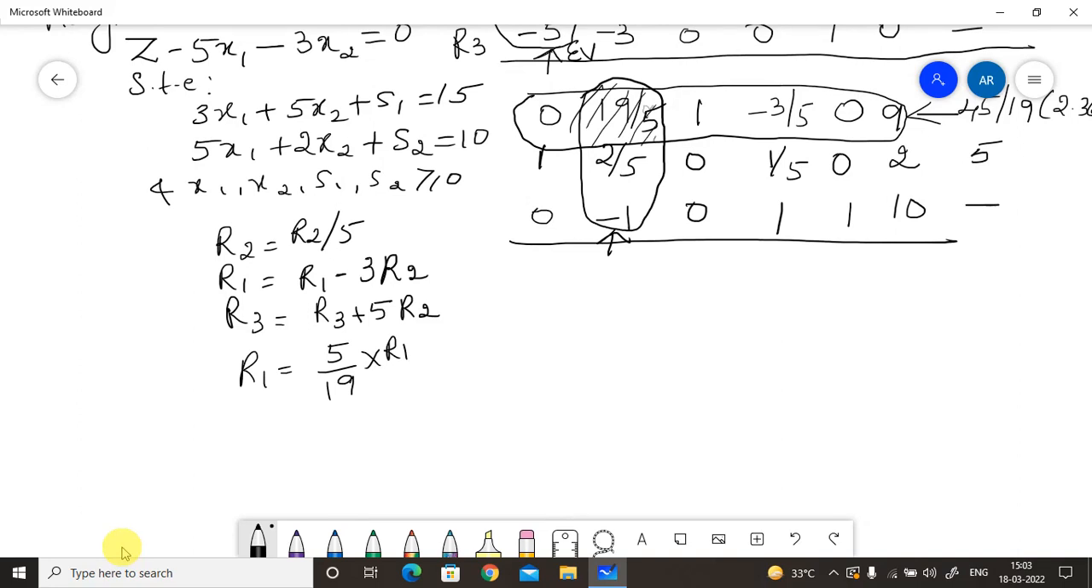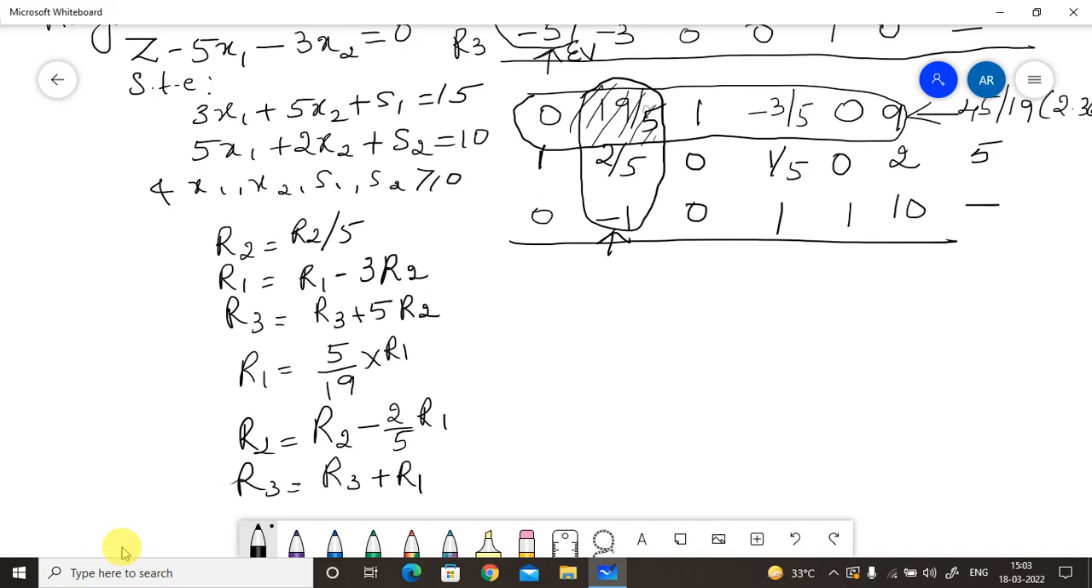R1 will become R1 into 5 by 19. So if you multiply by 5 by 19, it will become 1. And what about the R2? First you write R2, then it is positive, so I'll write negative: R2 minus 2 by 5 into R1, correct? Then R3 will be, first you write R3, then it is negative number, minus 1, so you make it as plus. So 1 into R1, so it is R3 plus R1.